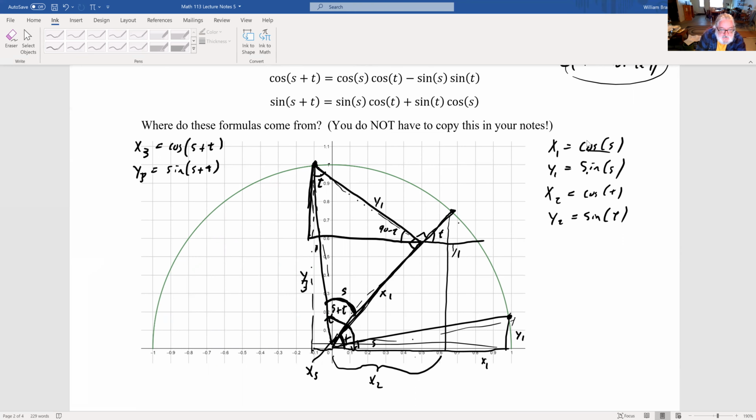So what is this side? That's the cosine of t times this hypotenuse, right? And cosine of t we're calling x2. So this is x2 times y1, that's this height. This side is the opposite from the angle t with a hypotenuse of 1. So that side is y1, because that's my hypotenuse here, times the sine of t. So this length here is going to be y1 times y2. Great, now we've got the picture all set up.